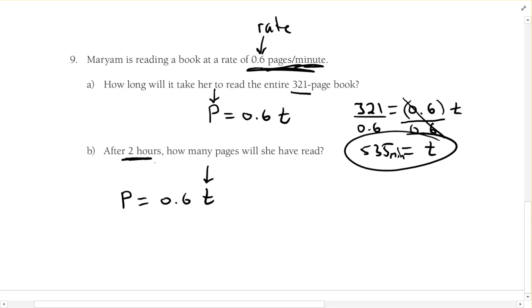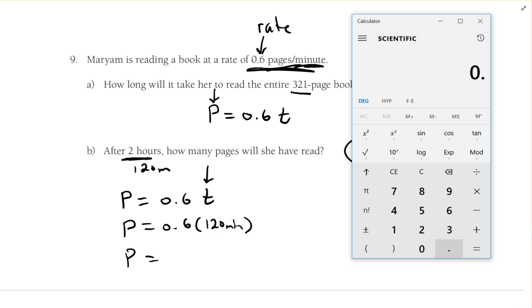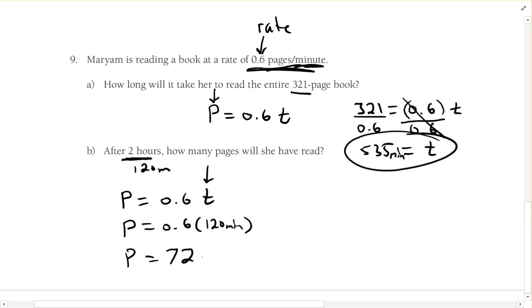So how many minutes are in an hour? Well, 60, right? There's 60 minutes in an hour. So this would be 120 minutes. Then all you got to do is finish writing this out. P is equal to 0.6 times 120 minutes. So P is equal to 0.6 times 120, 72. So 72 pages.